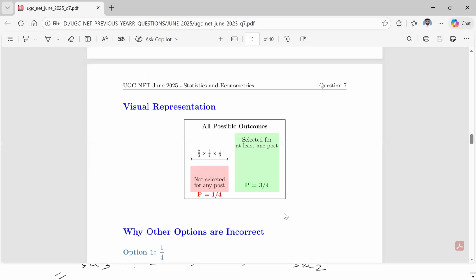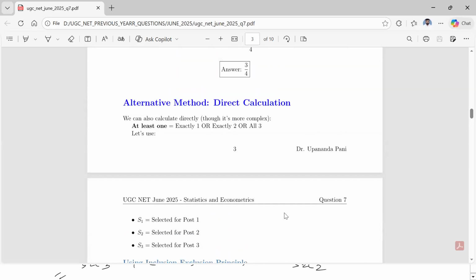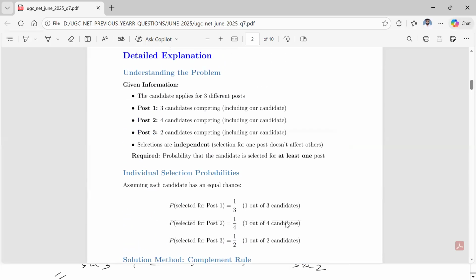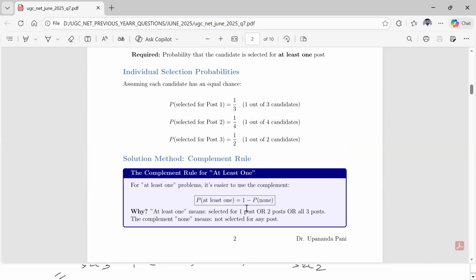Now let us quickly do one question. I think June 2025. I think this is a very easy question. Bhakti Madam is saying that at least one is 1 minus probability of none. Isn't it, Bhakti Madam? At least one.